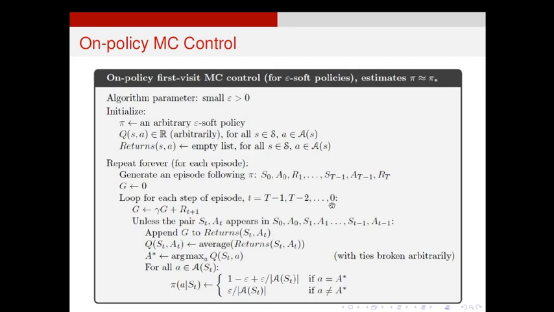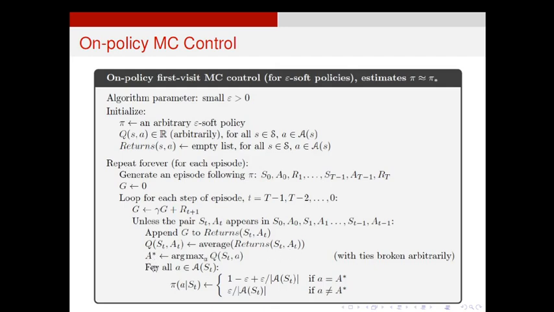Unless the pair St, At appears in this list, that means it's a first visit approach. If we remove this particular line, it changes to every visit MC control. Then append G to Returns(St, At). Then Q(St, At) is equal to the average of Returns(St, At) as in the previous case.